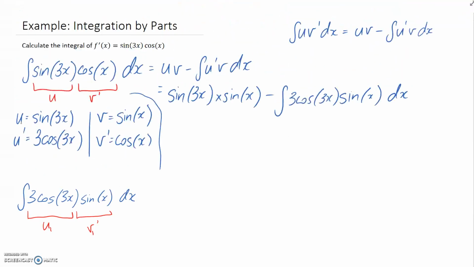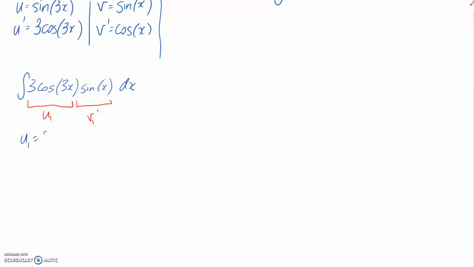So that means that u1 is equal to 3 cos of 3x. And if we take the derivative of this function, I'd expect it to go, well, I'll do it in steps. So it's going to be the 3 out the front.